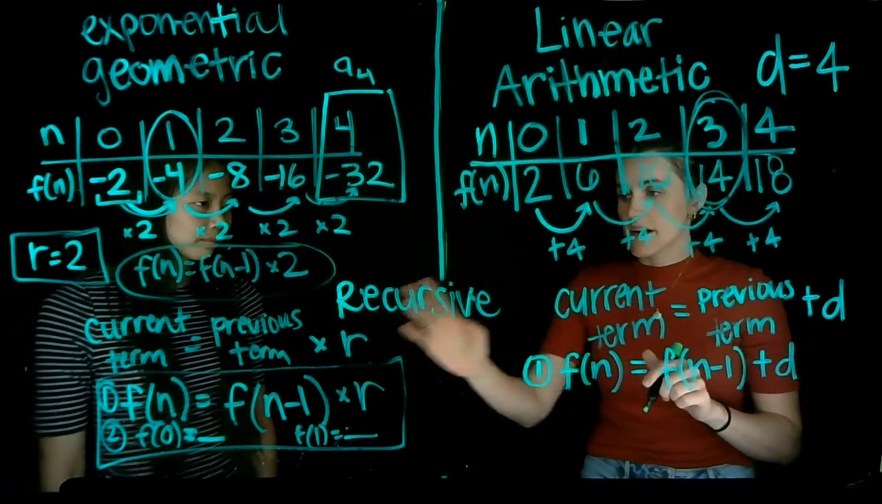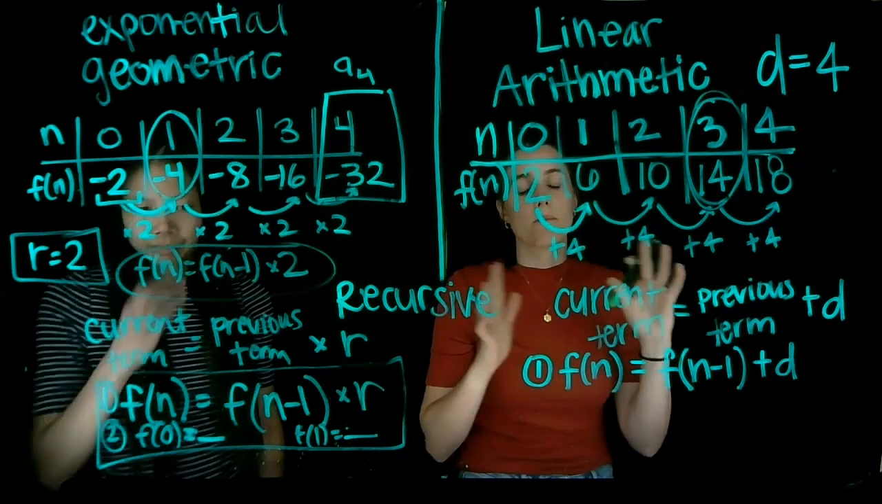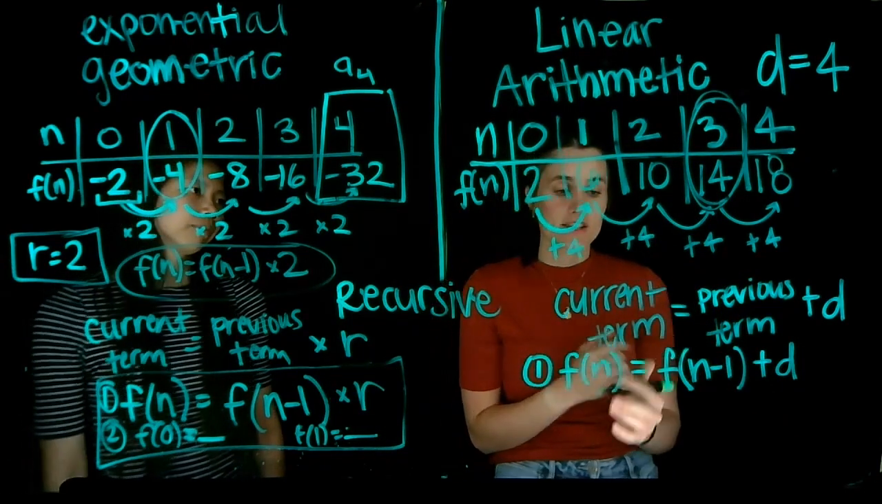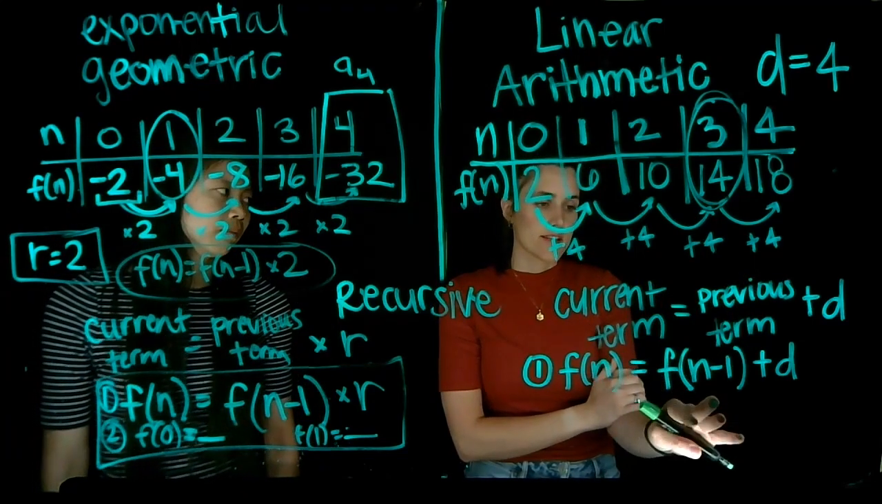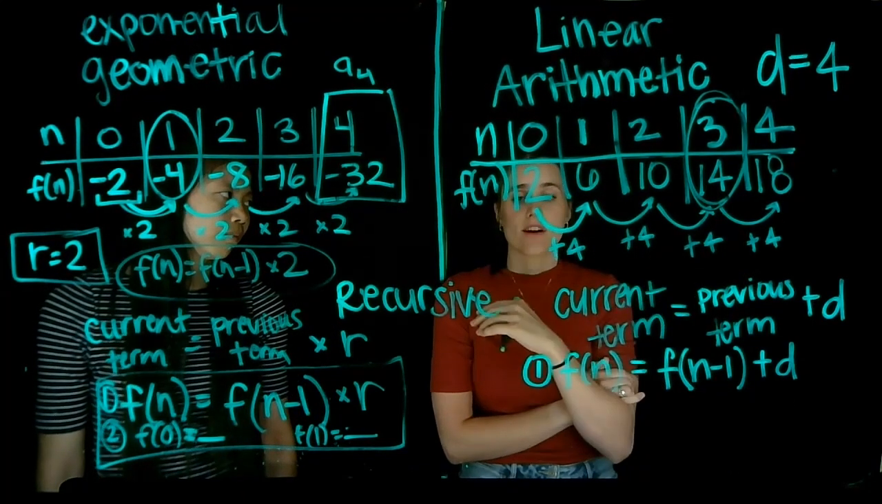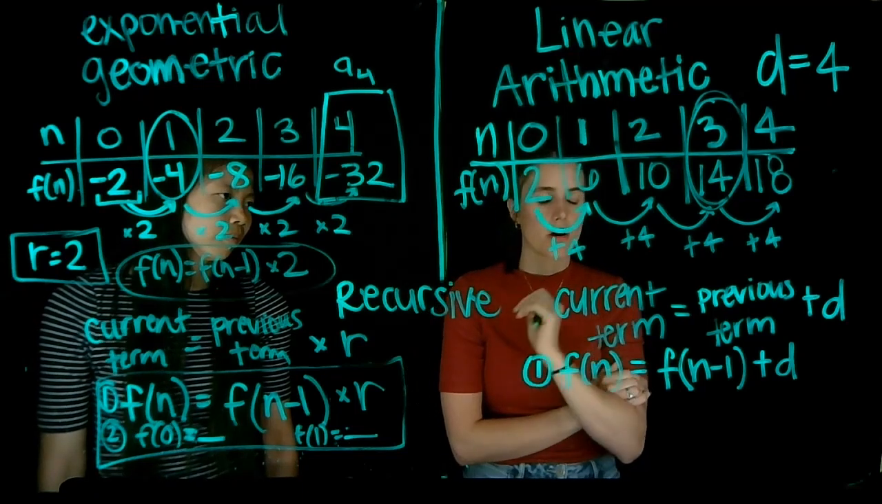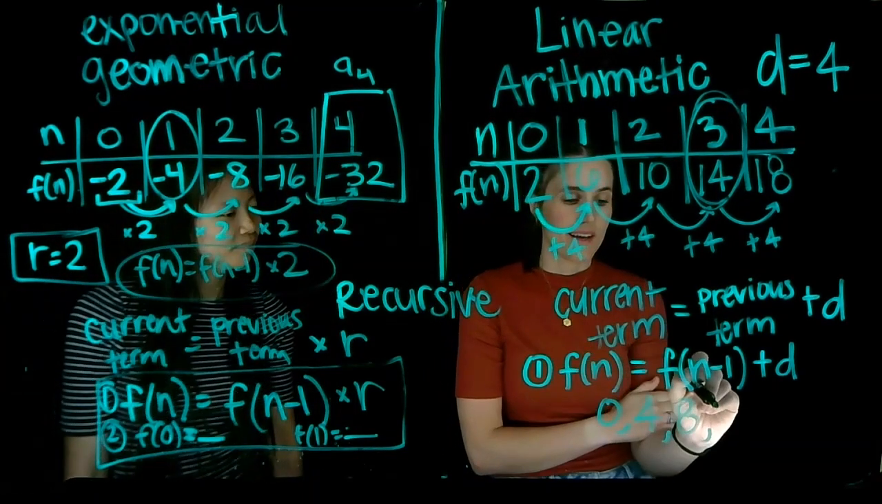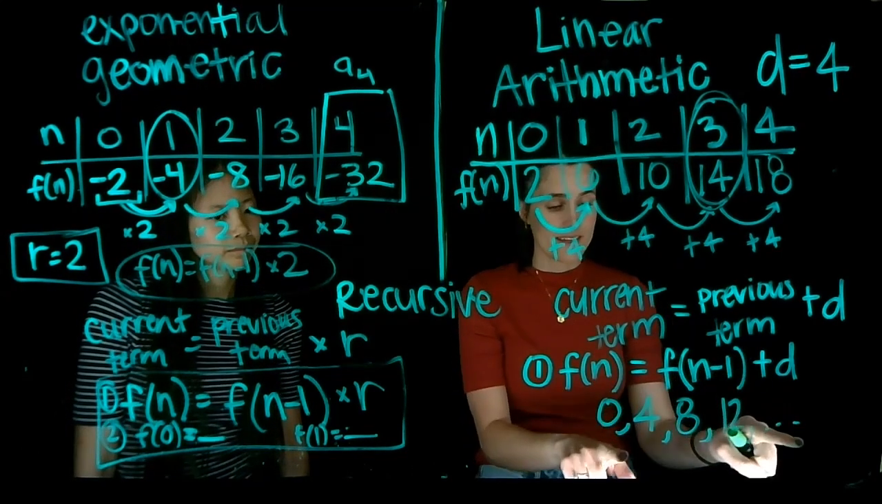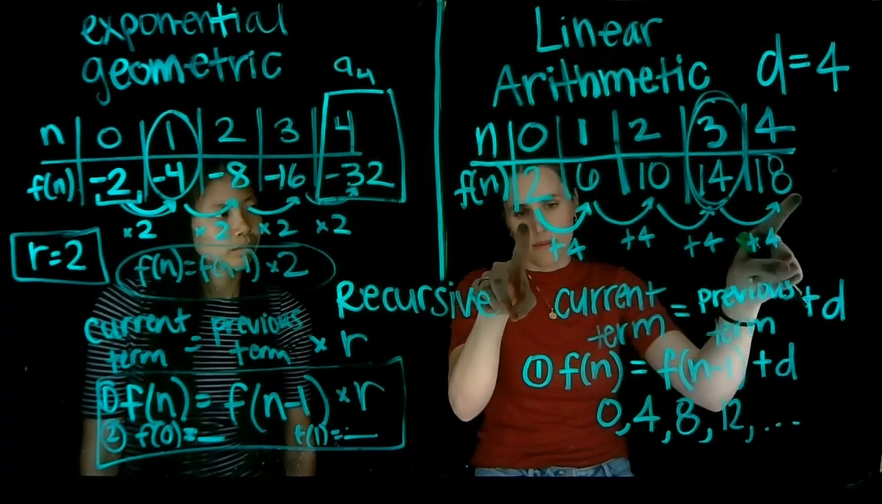All right, and just like over here, we have to give some place to start, because if I just said that my equation was f of n equals f of n minus 1 plus d, I could start anywhere. I could start at 0, and I could say, okay, 0 plus 4 is 4. Plus 4 is 12, and I could keep going. And this technically fits that rule, but it does not match my table up here.